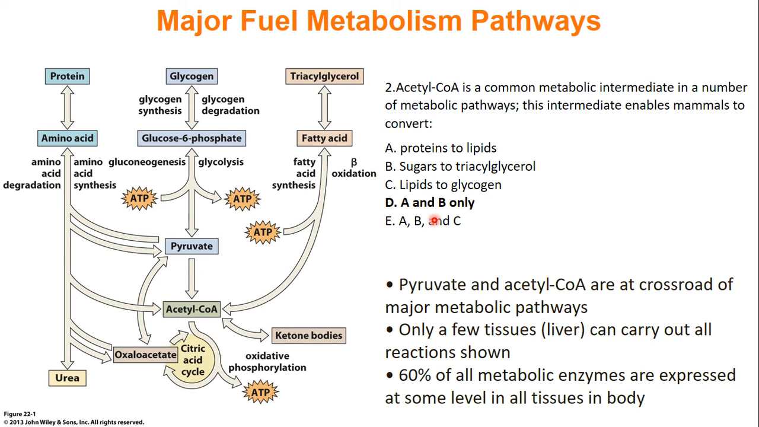So we're going to go with A and B. When doing this, if you said A, B, and C, I would say that that's definitely reasonable by following this pathway. But we're looking more for directly, like acetyl-CoA directly goes to lipids. Acetyl-CoA can directly go to proteins. Acetyl-CoA doesn't really directly go to glycogen. It has to go through the citric acid cycle.